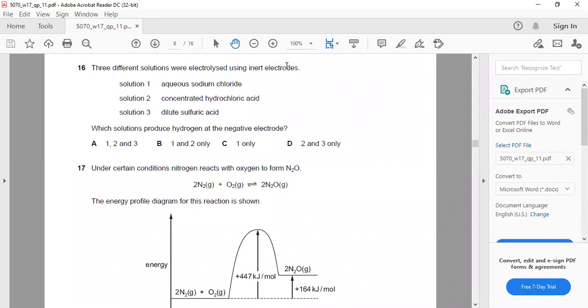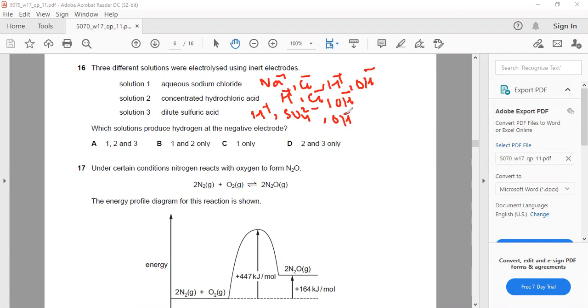Okay. 16. Again about electrolysis. Aqueous sodium chloride, what are the ions? These are the ions. Hydrochloric acid, these are the ions. Sulfuric acid, this is the ion plus OH. Which solution produces hydrogen at the negative electrode? Shortcut. Aqueous sodium chloride, yes, hydrogen ion is there, it will form. Hydrochloric acid also. Sulfuric acid also. A is the answer, because hydrogen is there in all three.